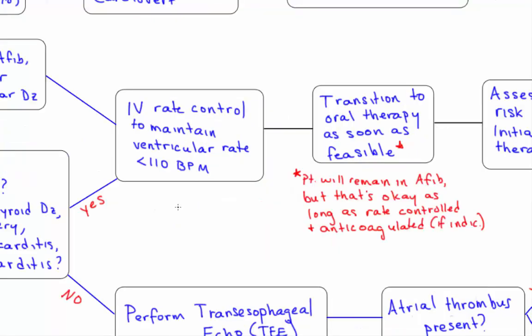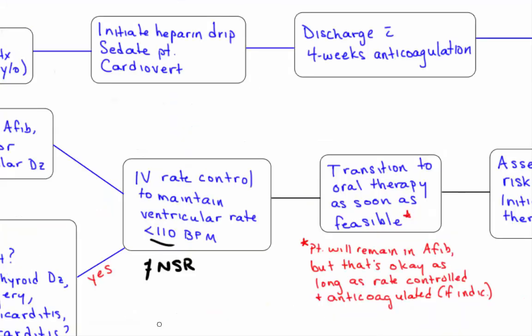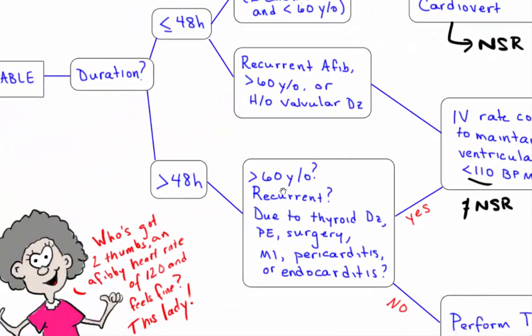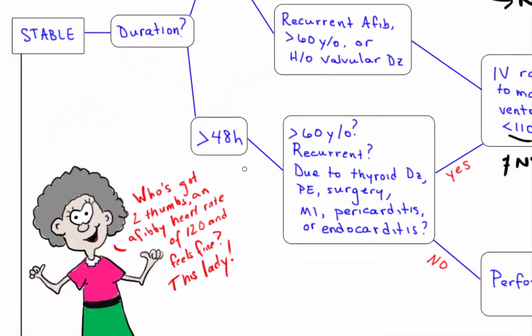And if you're rate controlling them, you're not going to have the goal of maintaining normal sinus rhythm, since they're going to stay in AFib, which is not normal sinus rhythm. The only time you're going to have a goal of maintaining normal sinus rhythm is when you cardiovert them and put them back into normal sinus rhythm. So AFib and normal sinus rhythm are two different things. AFib is an arrhythmia, and normal sinus rhythm is your normal PQRST with normal deflections, normal spacing, normal intervals. So two separate things.